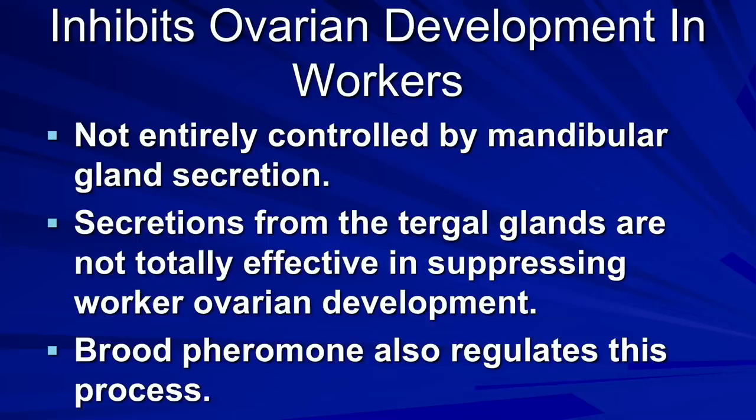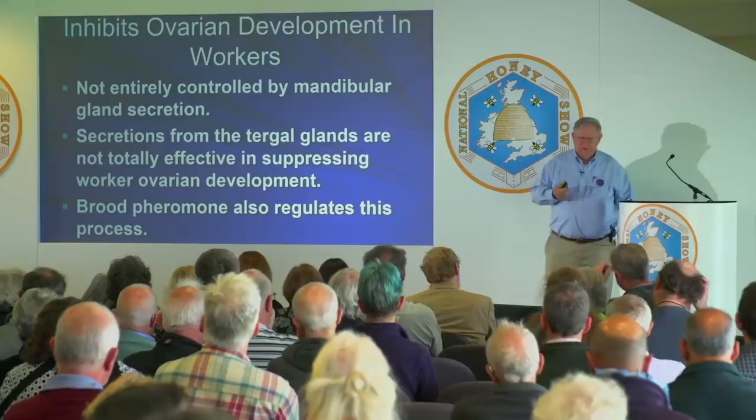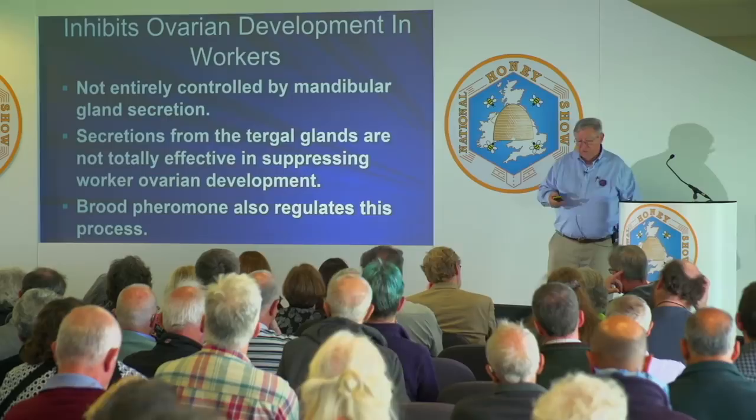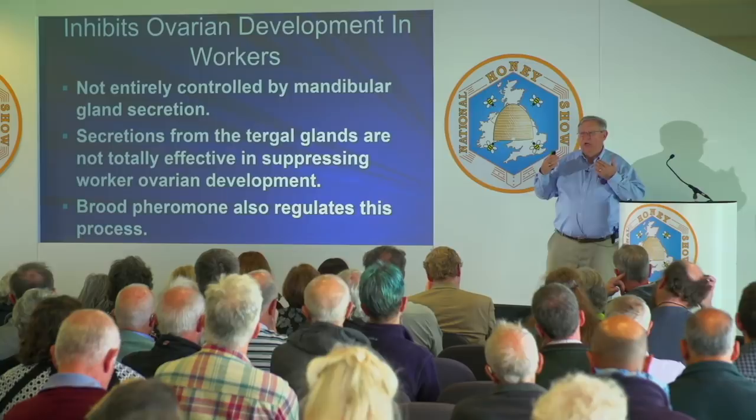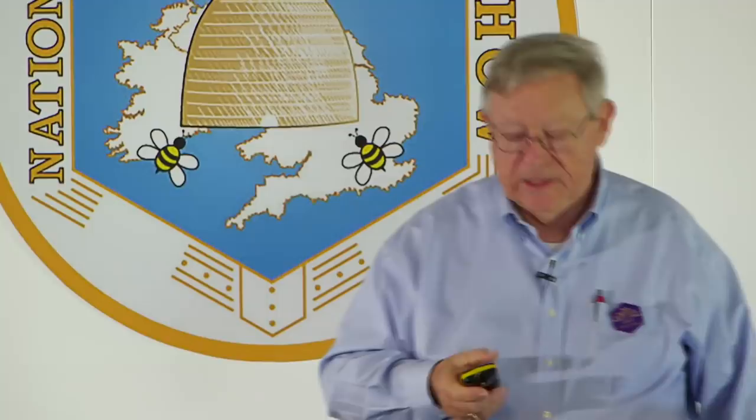This is not entirely controlled by the mandibular gland. More recent research has shown that secretions from the tergal glands also are involved in keeping the worker ovaries from developing. And also, brood pheromone will keep the worker's ovaries from developing. So I went back, even though I misspoke, to the idea that they inhibit the ovaries of the workers from developing. And it comes from two different glandular sources, the tergal glands and the mandibular glands.